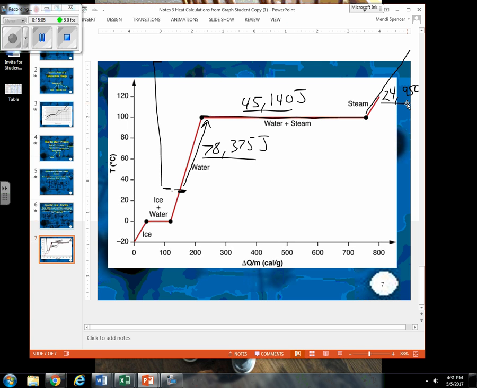Now, you guys should have a worksheet where you can go through. You can practice this a little bit more. Use your notes, use each other to try to come up with these values for your specific heat capacities. And remember, always ask yourself before you solve the problem, is there a phase change occurring?